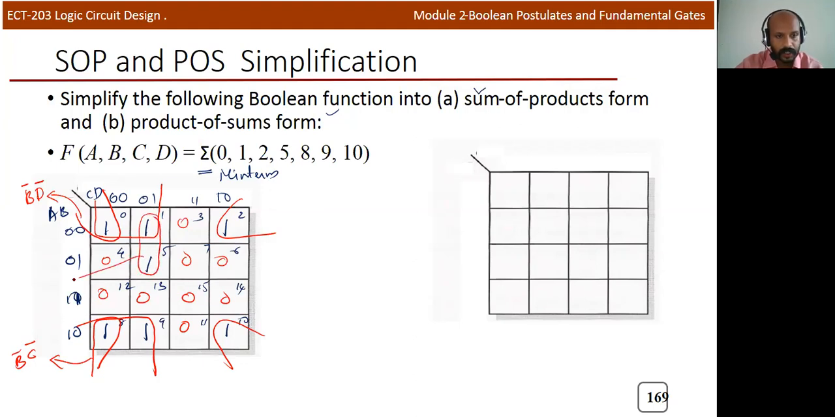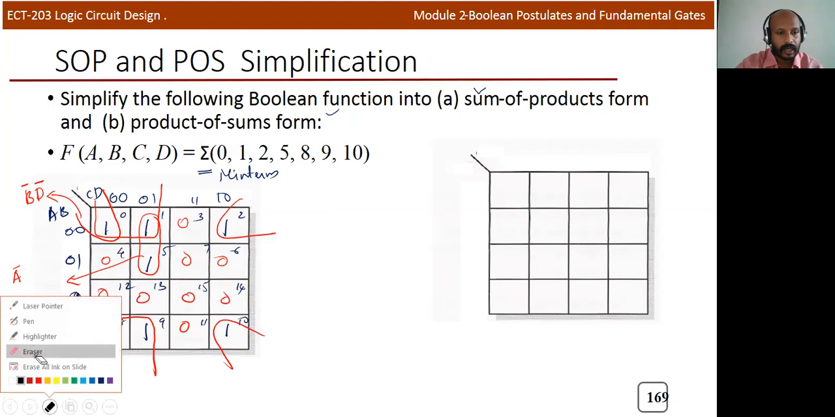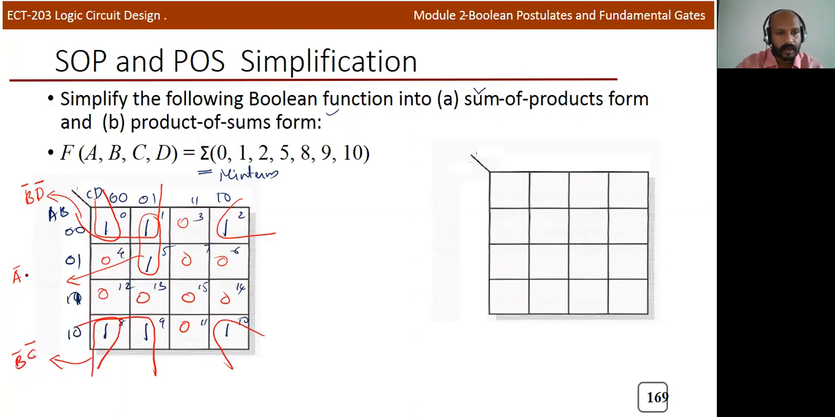Corresponding to this particular one, you can see that here it is A bar B, and column wise, sorry, actually if you consider these two rows, the common term is A bar. Now for column wise it's C bar D. Okay, so we got the expression like this: F is equal to B bar C bar plus B bar D bar plus A bar C bar D. Okay, so this is the final simplified SOP expression for this particular question.